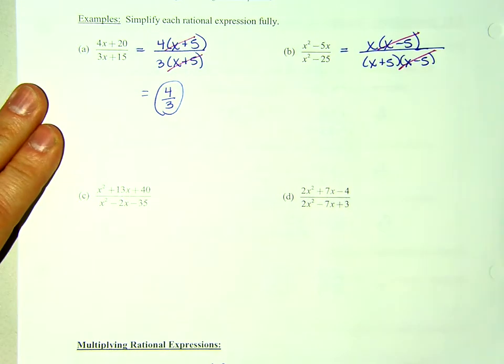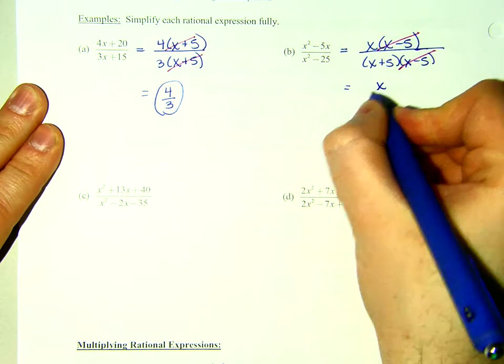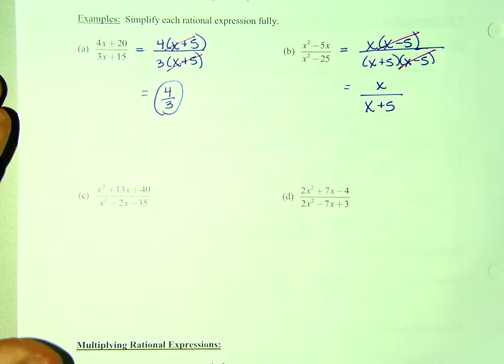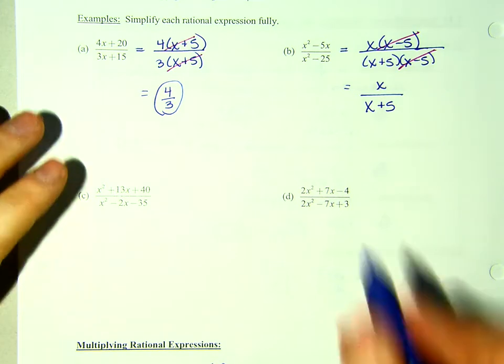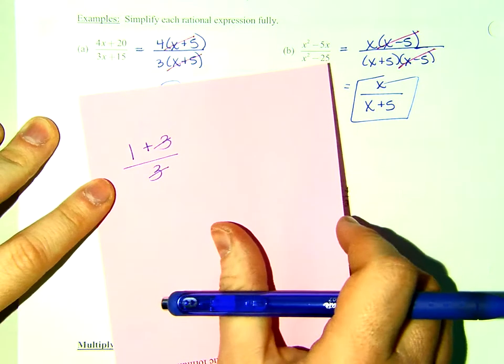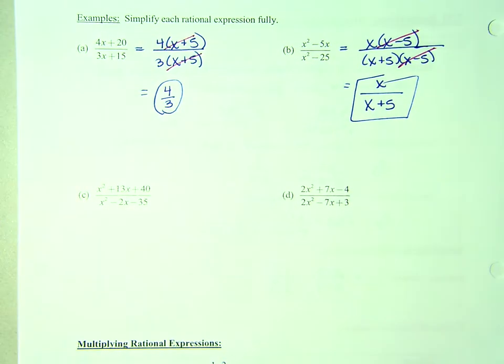Gone. Gone. Your answer is x over x plus 5. Can I now just go cross out those x's? No. It's not part of a factor. No, you're not allowed to do that for the same reason that I showed you. You can't cross out the 3's over here. X over x plus 5 is the answer.